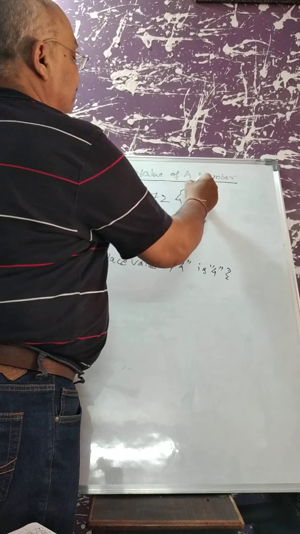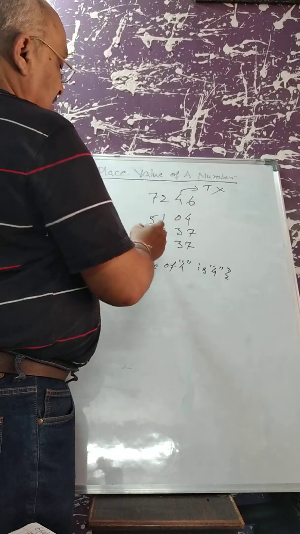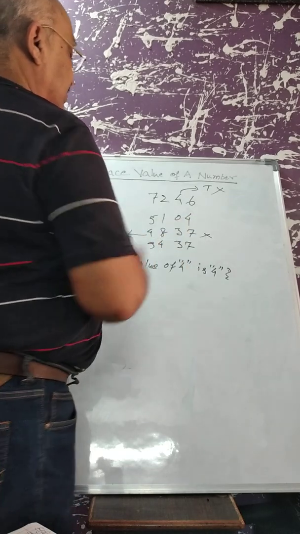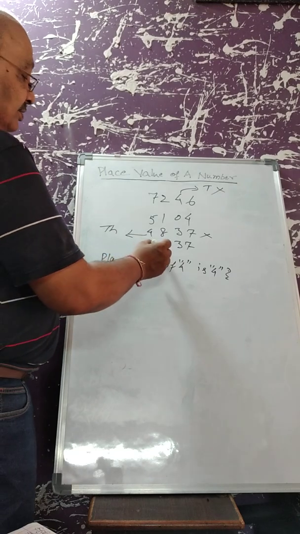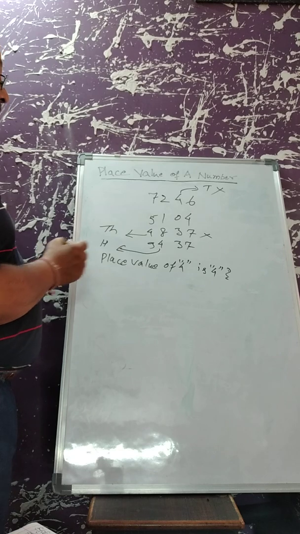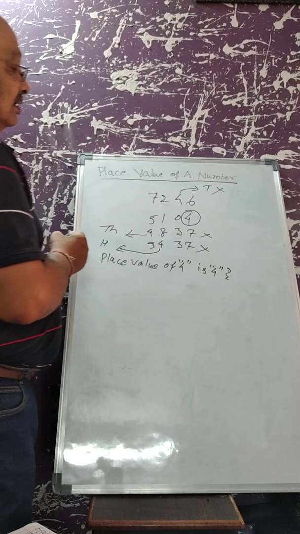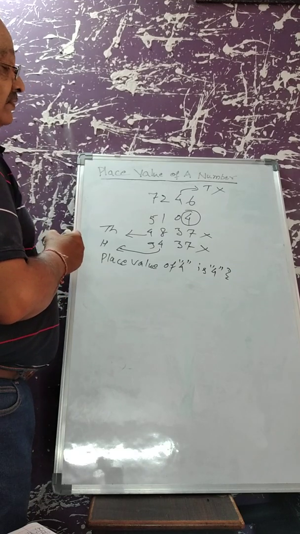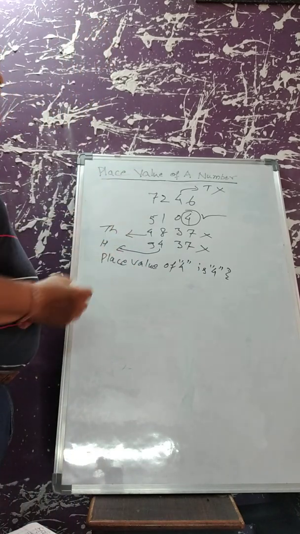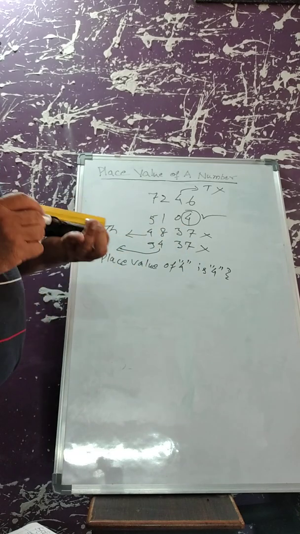This is at the place of tens, so this is the wrong answer. Here it is at the place of 1000, so this also is a wrong answer. Here 4 is again at the place of 100, so this also is a wrong answer. But you are finding this 4 at the place of ones, so this is your correct answer. So in this way you will have to circle this number only. Okay.